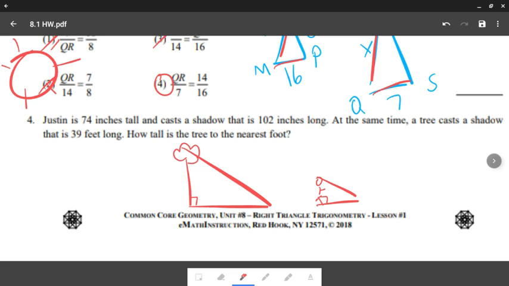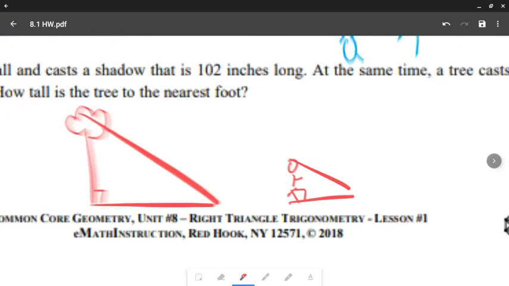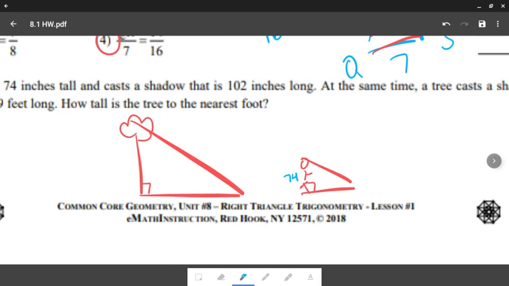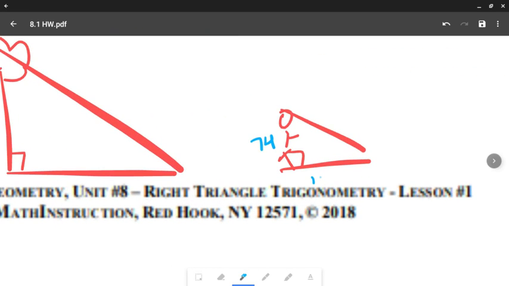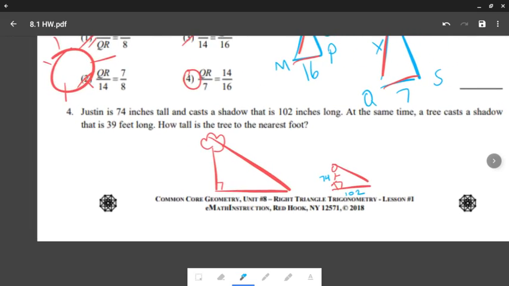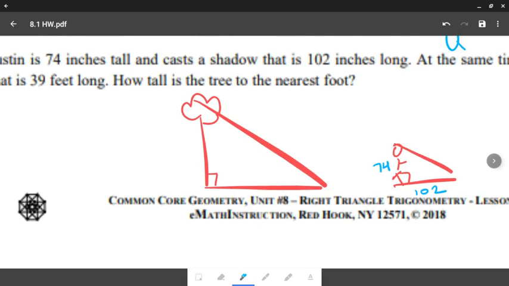All right, so let's label what we know. Justin is 74 inches tall and casts a shadow that is 102 inches long. At the same time, a tree casts a shadow that is 39 feet long. And we want to know how tall it is. Now, you probably noticed something here, or at least I hope you did. Justin and his shadow are labeled in inches, and the tree and its shadow are labeled in feet.